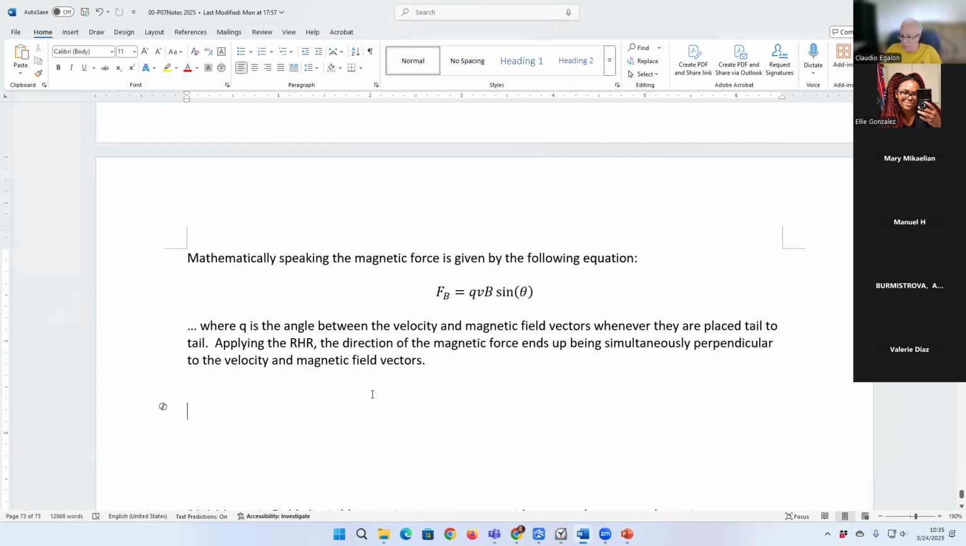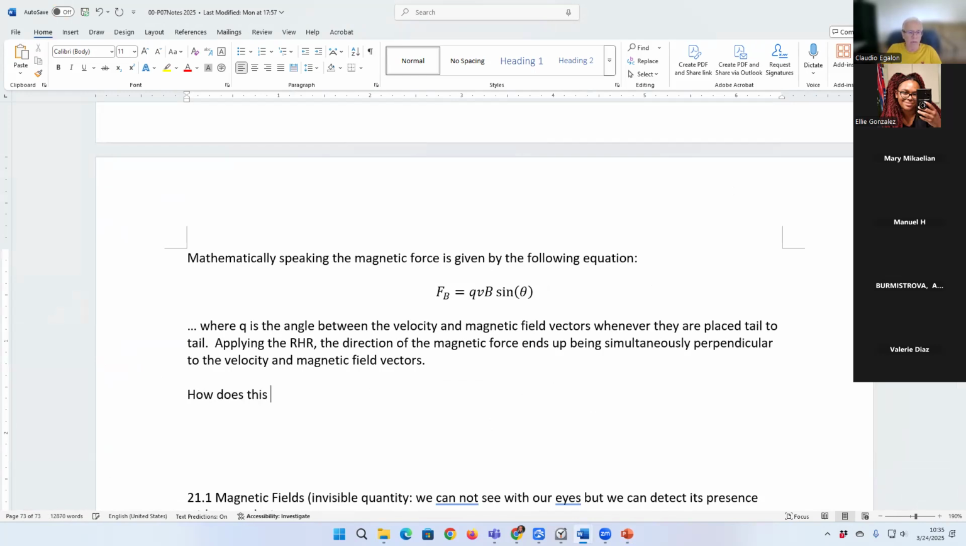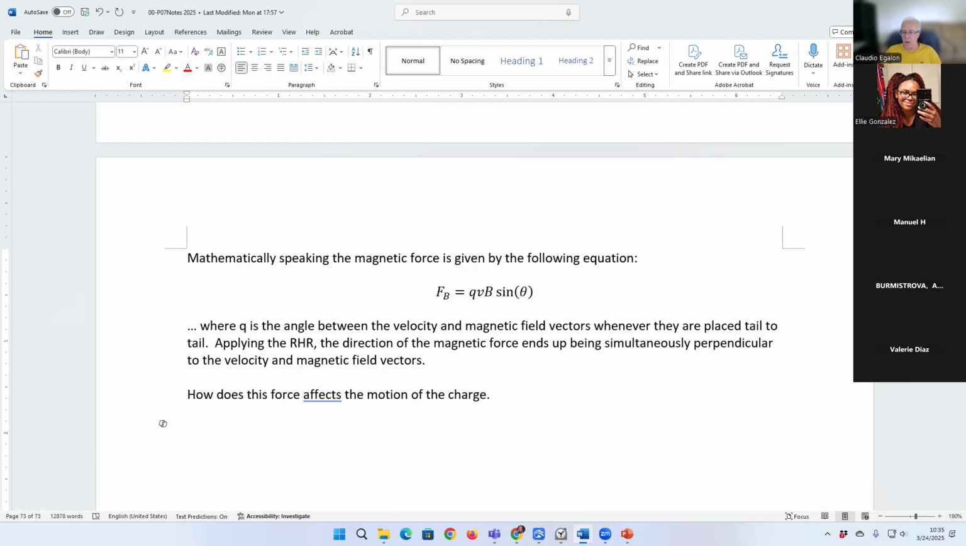And then what does it mean for the motion of the charge, right? How does this force affect the motion of the charge? That's the next question you have to ask. How does this force affect the motion of the charge? That's something that we're going to talk about after the break.